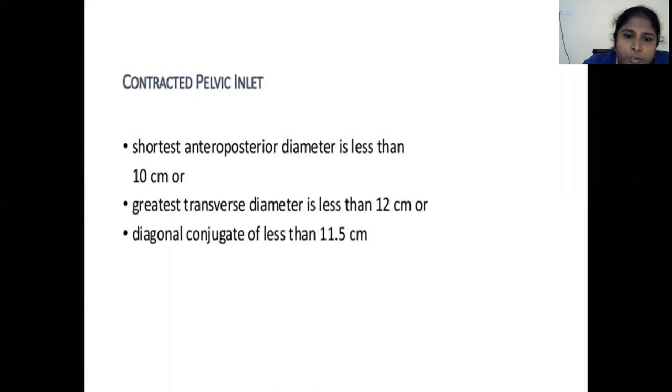Next, contracted pelvis. As you know, there are three dimensions of the pelvis: inlet, mid cavity, and outlet. First, the problems in the inlet are if the shortest AP diameter is less than 10, or greatest transverse diameter less than 12, or diagonal conjugate less than 11.5 centimeters. Diagonal conjugate means from the sacral promontory to the pubic symphysis, and the measurement is taken. If it is less than 11.5, it is difficult for the baby to deliver.